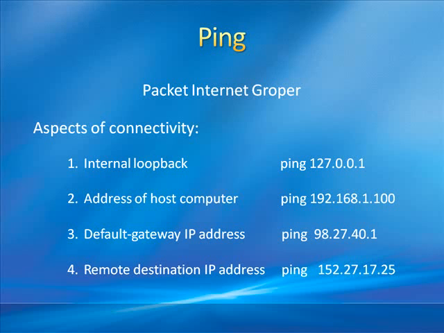You can do a loopback to your NIC card or on your host computer to check to see if it's transmitting and receiving properly. This is done by using ping 127.0.0.1. You can check the connectivity of a host by entering the host IP address. Or you can verify that the router can be accessed by other networks. You would ping the default gateway IP address. Plus, you can verify the connectivity of a remote destination by pinging the remote destination IP address.